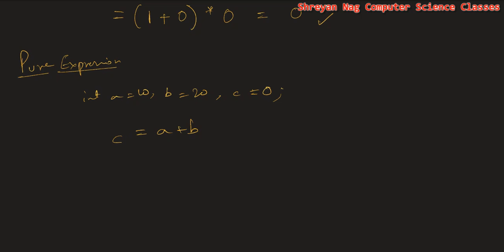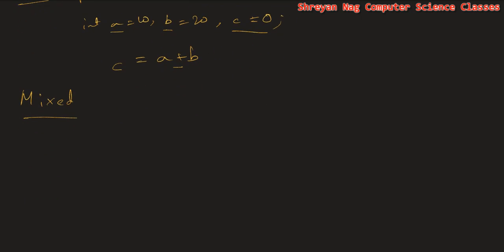These are pure expressions. Then you have mixed expression, where the operands are of different types. In pure expression, only one operator has been used, and also the operands are of the same type. That is integer. Both are integer, and we are storing inside the same integer only. But in mixed expression, suppose float.